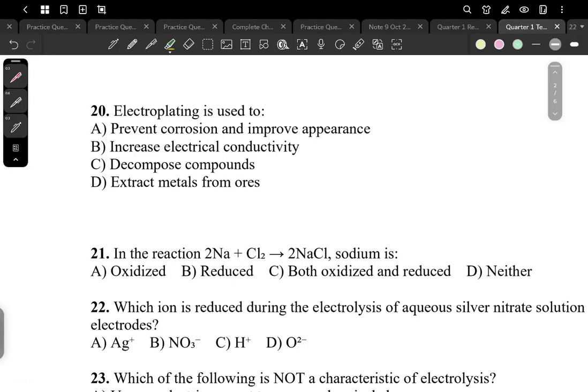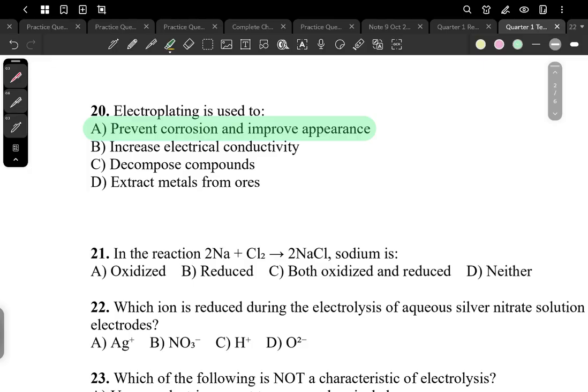Electroplating is used to... we said that before, electroplating is a process in industry used to prevent corrosion and improve appearance. Prevent corrosion, like to prevent rusting, and also to improve appearance, so the metal will have a better and shinier appearance.